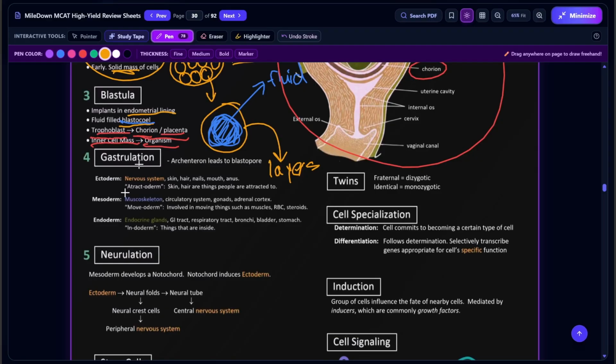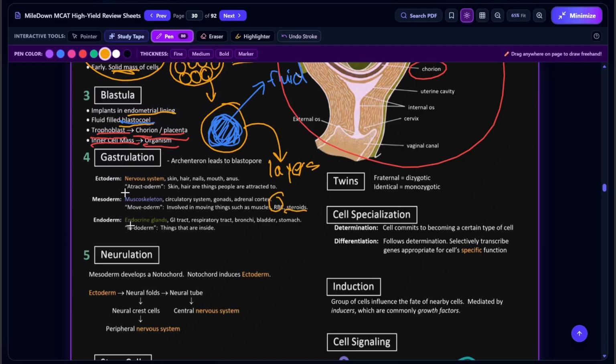So the nervous system forms in the ectoderm, and it's also known as the attractoderm because your skin, hair, and nails, things that people are attracted to, are also developed there, as well as your mouth and the anus. And then for mesoderm: musculoskeleton, circulatory system, gonads, adrenal cortex. If it helps you memorize it, it's called the movederm, right? You can remember meso equals move, or even muscle, involved in moving things such as muscles, RBCs. So RBCs are red blood cells, and steroids.